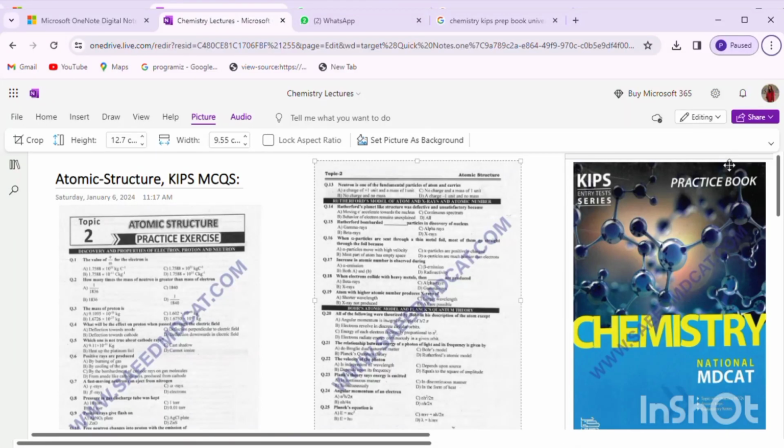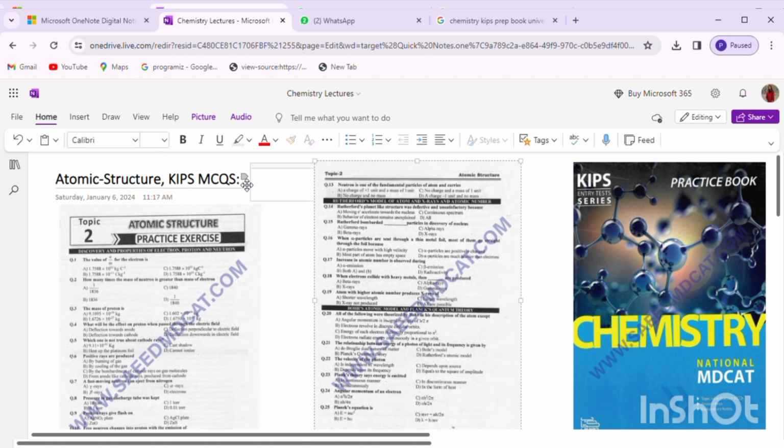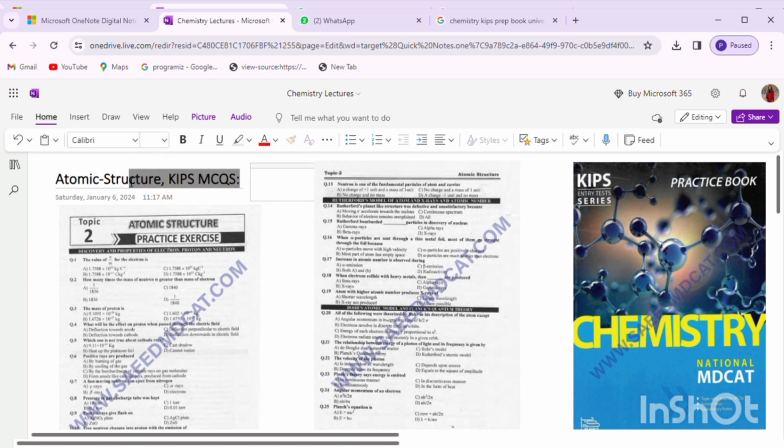Okay, so as in the last video, we have completed solving the MCQs from the Ecat book. From today, we are going to start solving the MCQs of atomic structure from the Kips book as well. Alright, so as you can see this topic, today we are going to solve the atomic structure MCQs from the Kips book, right?